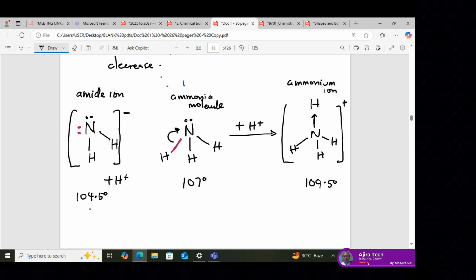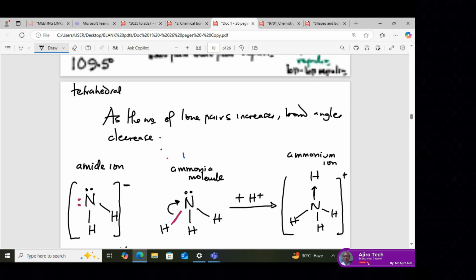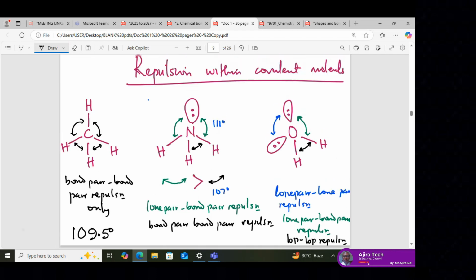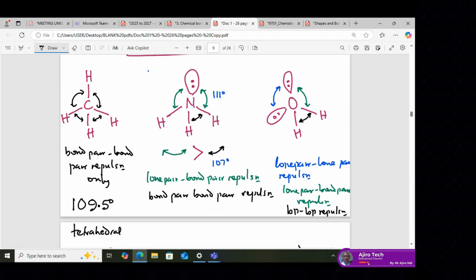Can you see? This one is bent or V shape. This one is pyramidal. And this one is tetrahedral. Do you get the point? So the more the lone pairs, the lower the bond angles. That's what I'm trying to tell you. Is that okay? The repulsion in these molecules can be lone pair or bond pair, and I've compared the 3 for you.